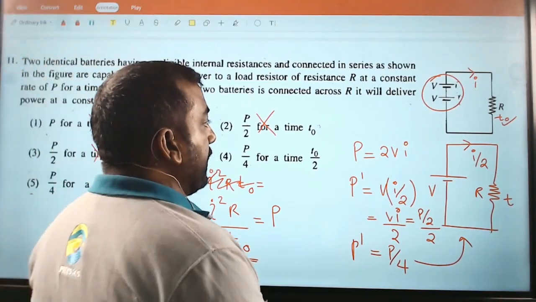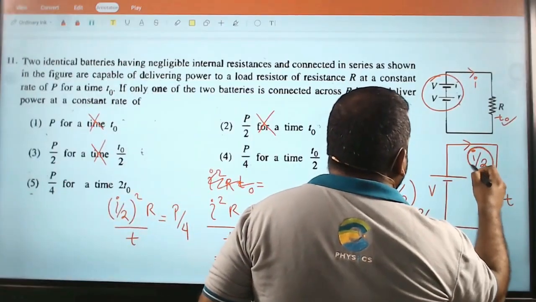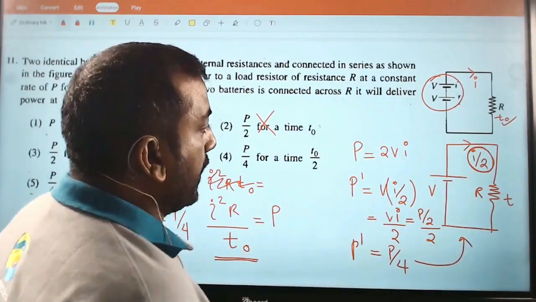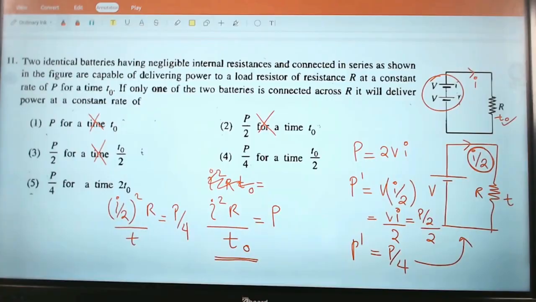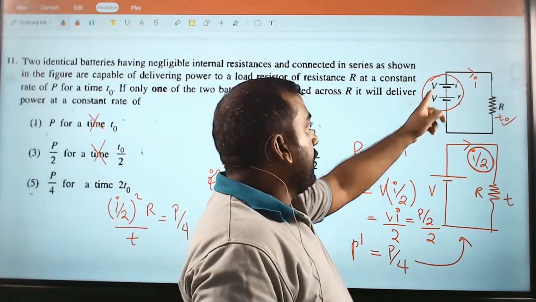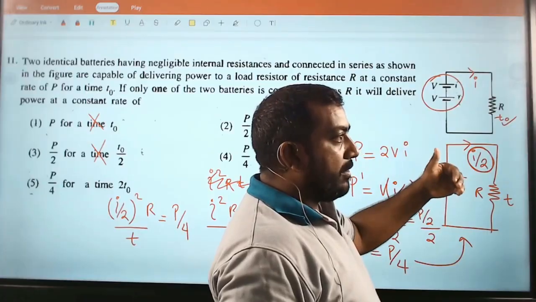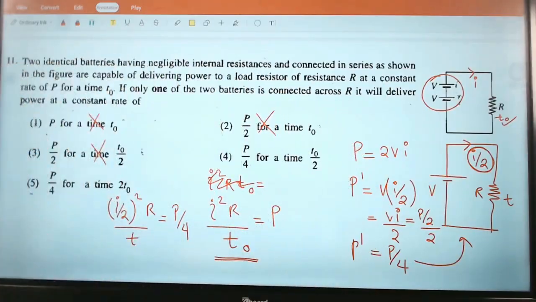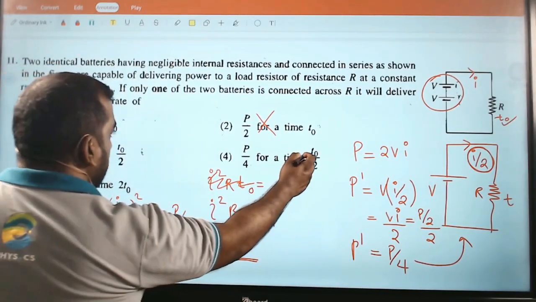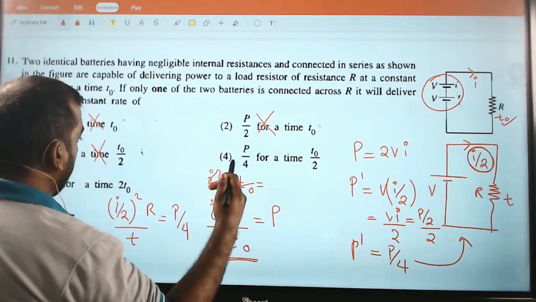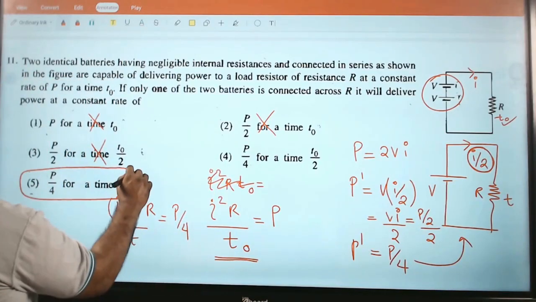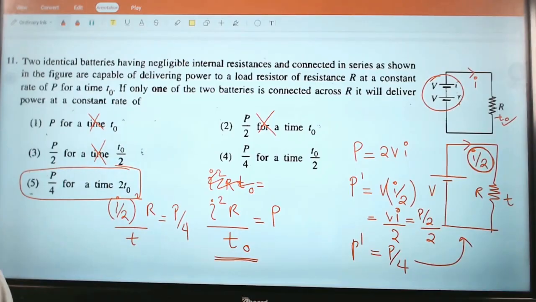Now when the current reduces, power can be transferred for a longer time. Obvious, no? Bigger current, quickly it will discharge. Smaller current, it will travel for a longer time. So looking at these two, smaller current will discharge for a longer time. Correct answer is answer number 5.